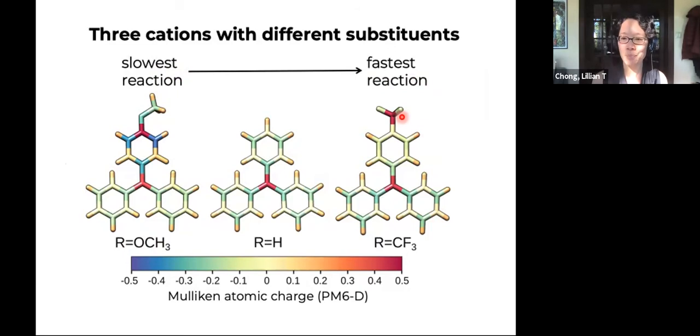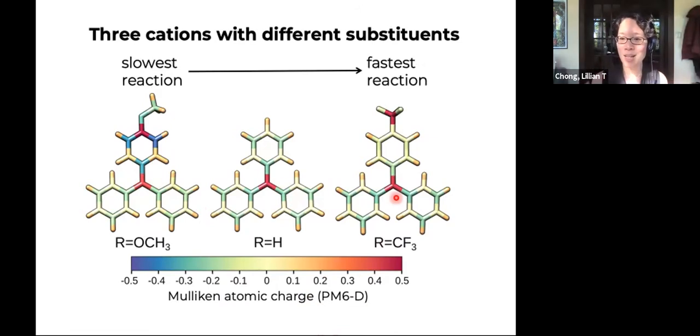These reactions you'll find in your favorite physical organic chemistry textbook as an example of how electron donating and electron withdrawing substituents might impact the reaction. And so we're showing here the Mulliken atomic charge at this PM6 semi-empirical level of theory. You can see differences in the extent of positive charge in this central carbon here.